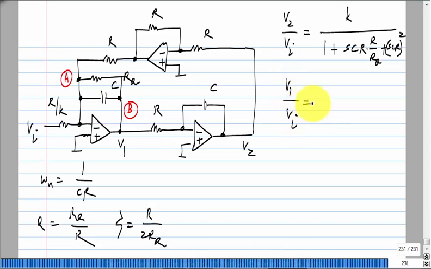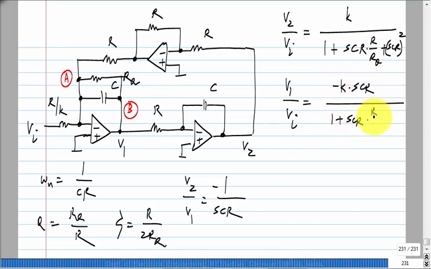What is V1 by VI? You know that clearly V2 by V1 is minus 1 by SCR. So you get both band pass and low pass transfer functions from this, and if I call this V3, what will be V3 by VI? The output of the third op amp, right? You could potentially use that as well. It is minus V2, that is all. So it is minus V2 by VI.